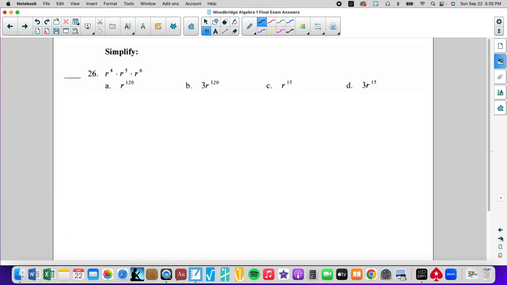All right, now we are moving on to exponents. When we multiply like bases, what do we do with their exponents? We are going to add their exponents. So 4 plus 5 plus 6 gives me 15. R to the 15th is C. And we've moved away from A's again. Good.